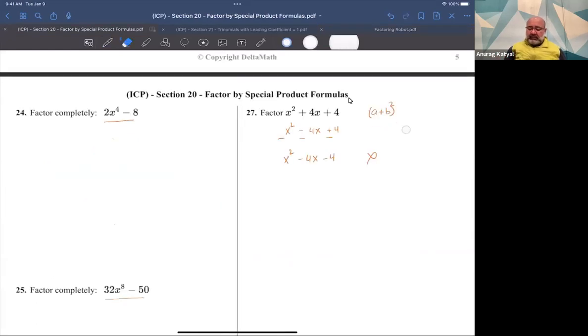So coming back here, we hope that this is the formula that has to be used. A plus b, the quantity squared, and this would have given us a squared plus 2ab plus b squared.